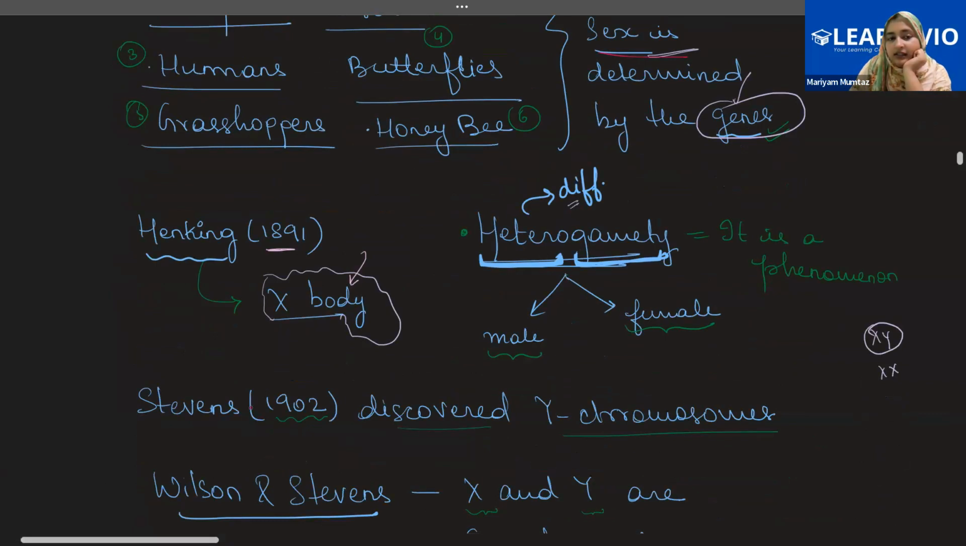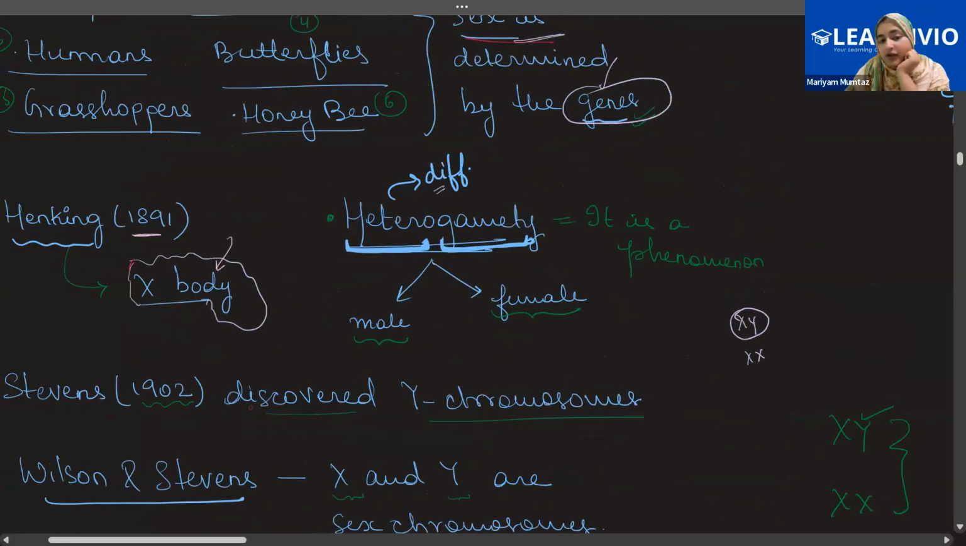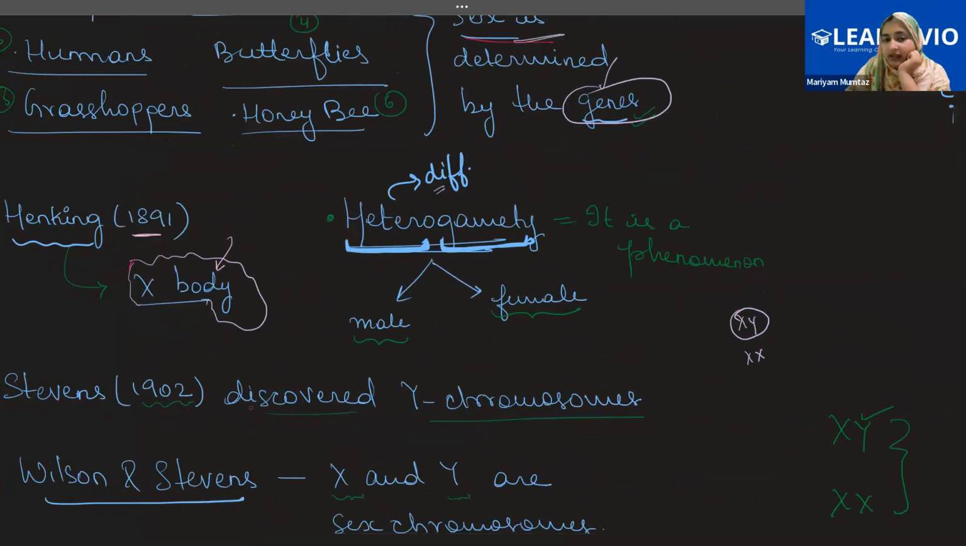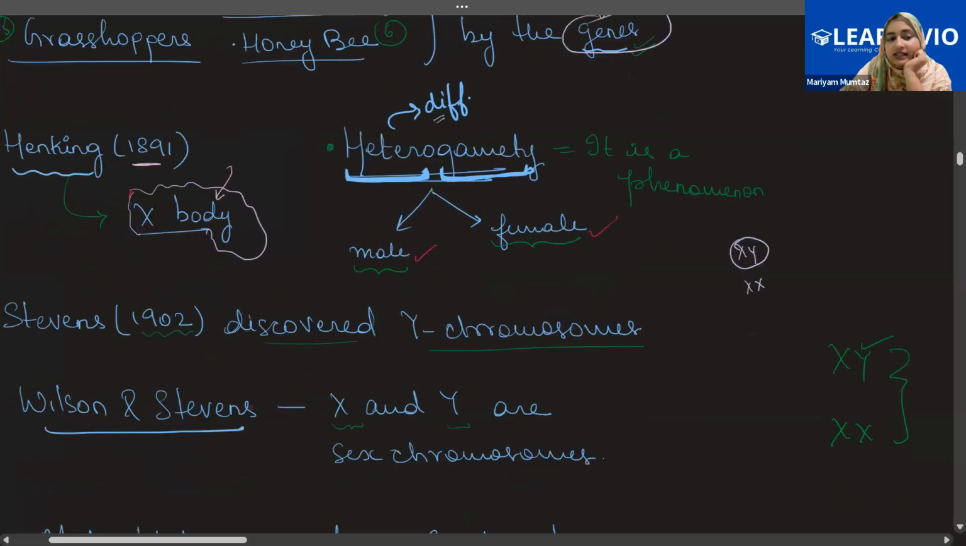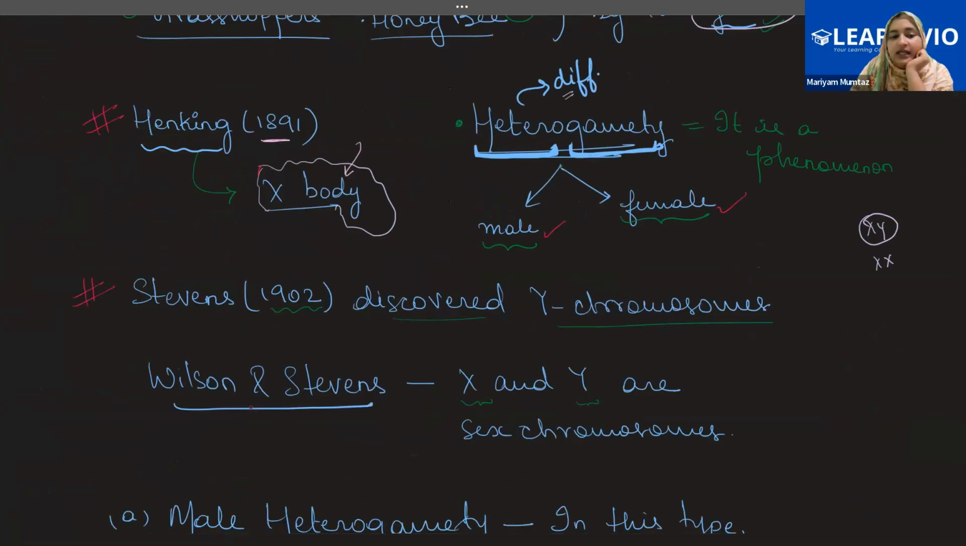Now, Henking, in the year 1891, discovered the X body, that is the X chromosome. Now, the production of two different types of gametes by one individual, we call it heterogamety. Heterogamety can be there in the case of male also and female also. Stevens, these two names are a little extra, they're not in NCERT, but still remember that Henking discovered the X body, Stevens discovered the Y chromosome. And Wilson and Stevens said that X and Y are the sex chromosomes.